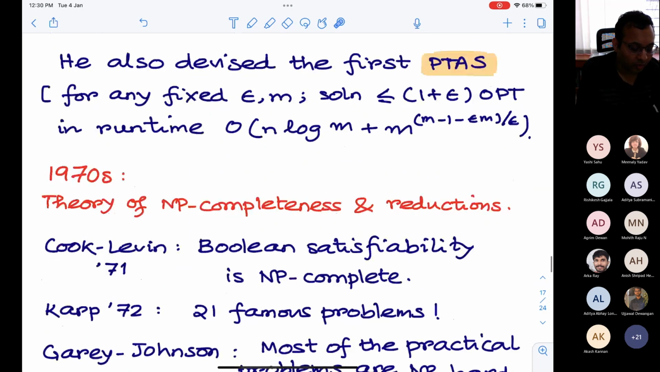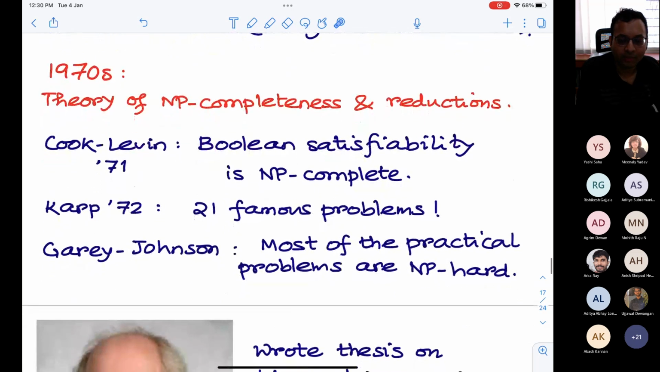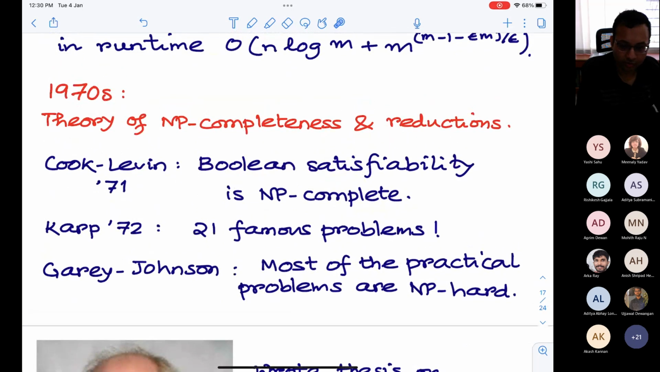And then in the 70s, we saw more progress. So this area of NP-completeness came. Cook and Levin first proved that.